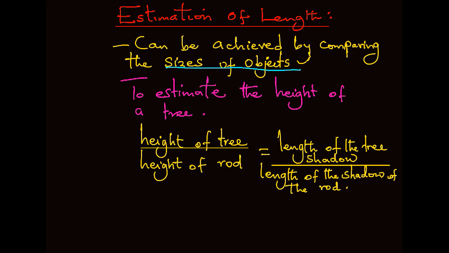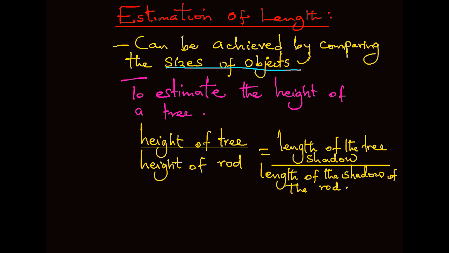we use the comparison of the ratios: height of the tree divided by the height of the rod is equivalent to the length of the tree's shadow divided by the length of the shadow of the rod. So we compare the actual heights separately, and also the lengths of the shadows separately.